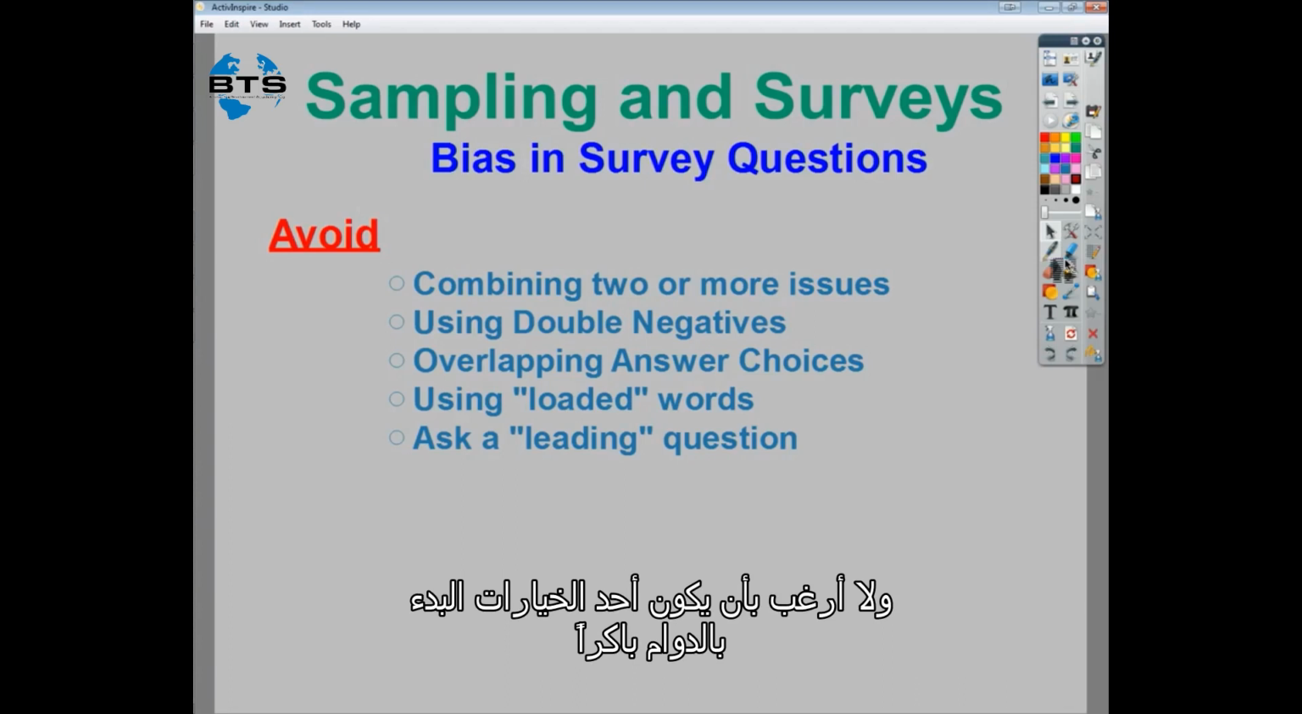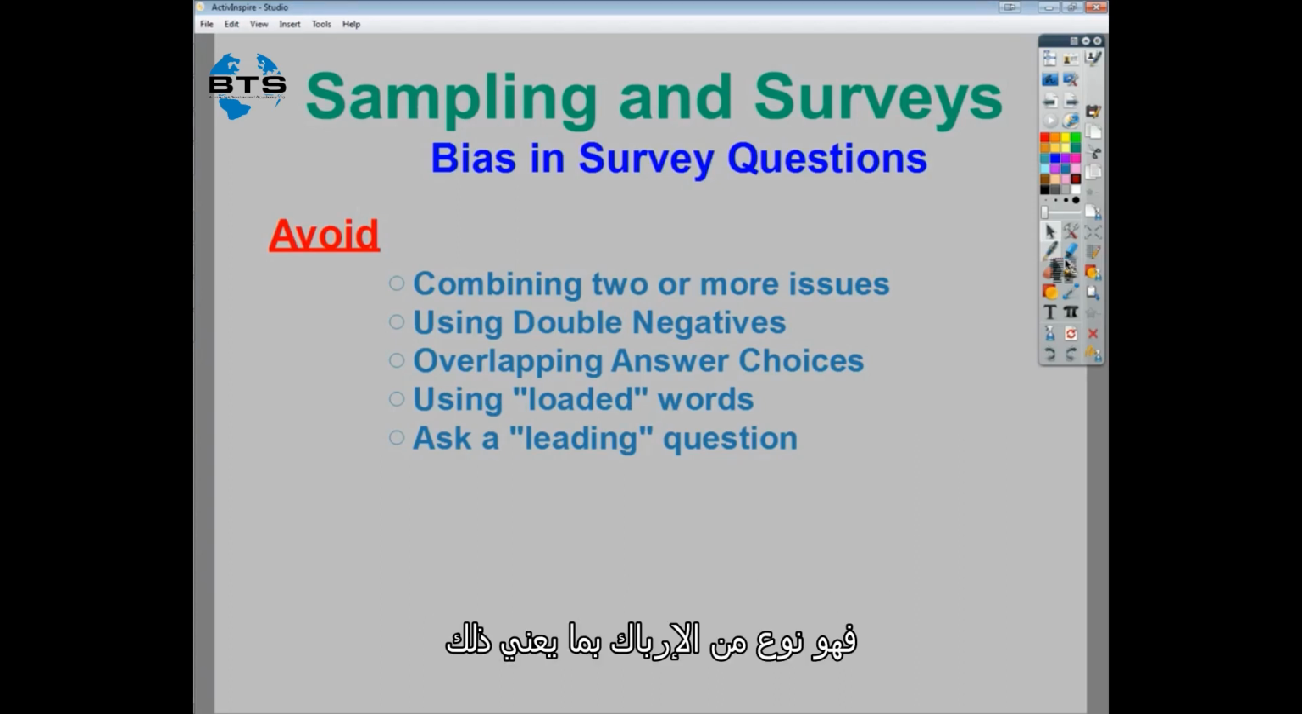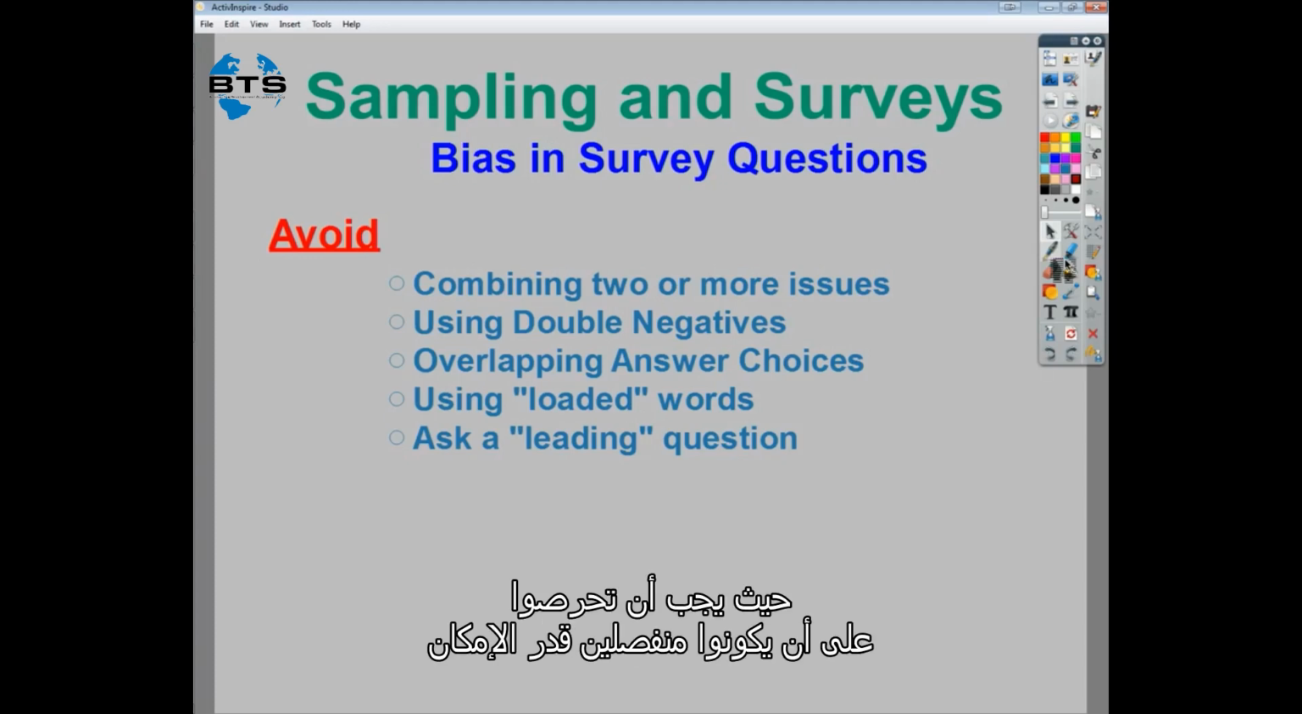I didn't want one of the choices to be like start earlier and be 15 minutes shorter, and then you have start earlier and be shorter. It's sort of confusing about what that means. They're almost the same thing. So you want to make sure that they're as separate as possible.